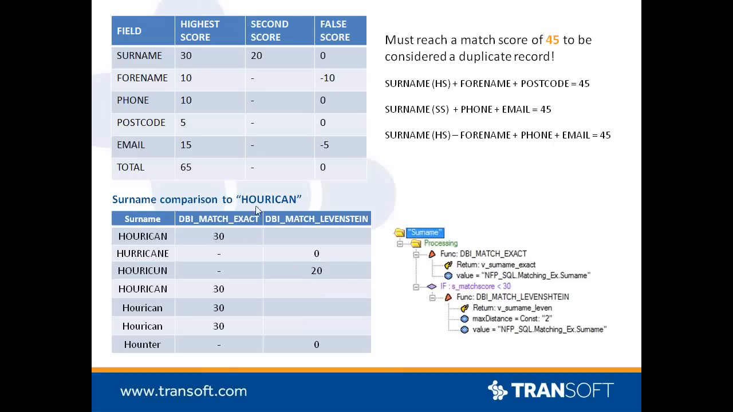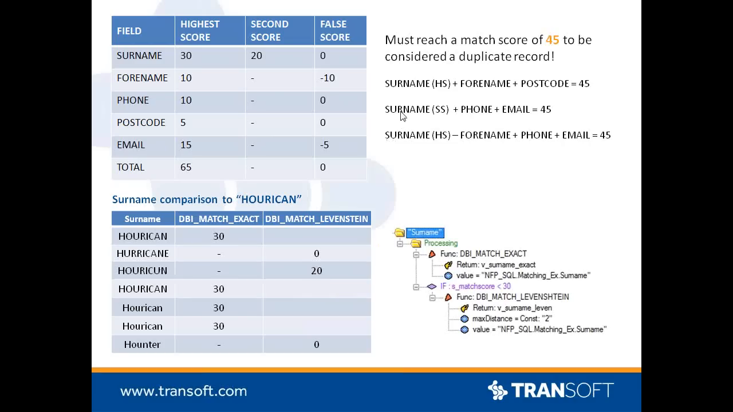So as you can see, Harrican matches Harrican, so that's 30. Hurricane doesn't match Harrican as an exact match, so it scores 0 for both of these. And it would require more than 2 step changes to become Harrican, so it gets 0 there. Whereas Hurricane would only require 1 step change, so 1 letter change to become Harrican with an A. So it does get a 20 score here.